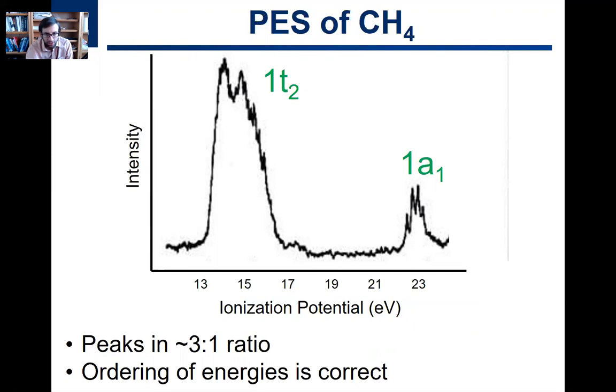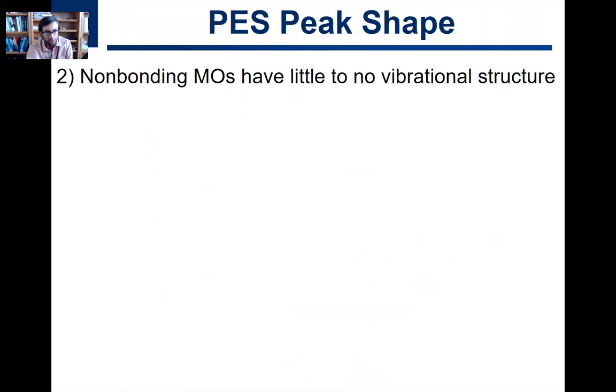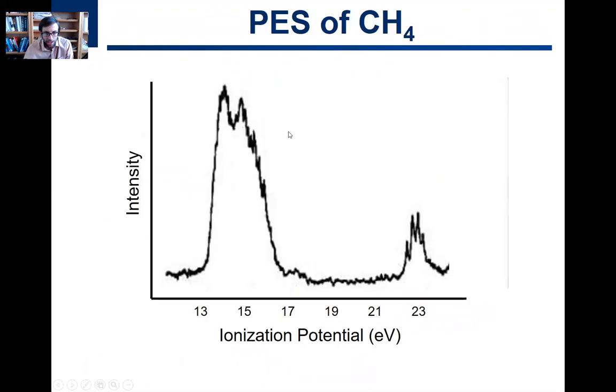Let's think a little bit about the peak shape. What do we expect? Well, these are both bonding molecular orbitals. Because they're both bonding molecular orbitals, we know from our first rule on peak shapes that we went over in the last video that if you're a bonding or an anti-bonding molecular orbital, you're going to give rise to vibrational structure. And so both of these have vibrational structure.